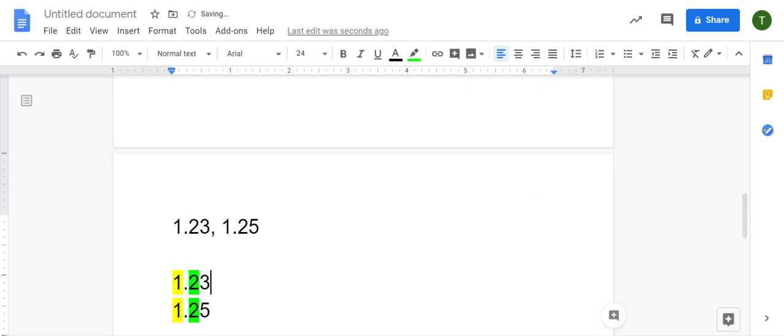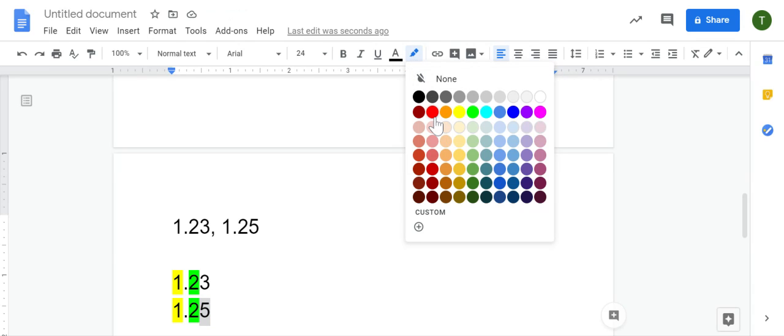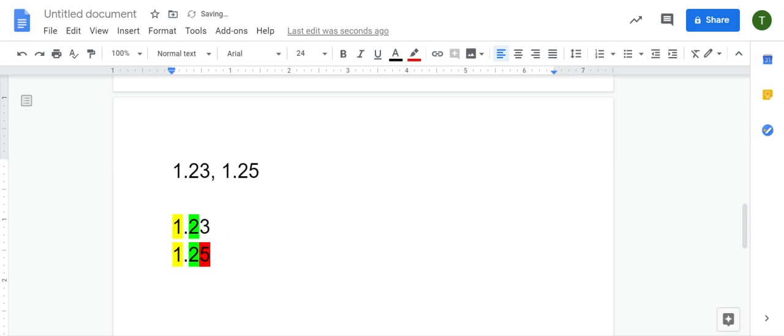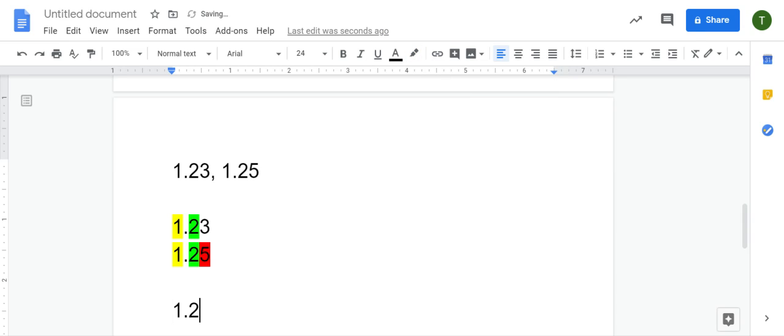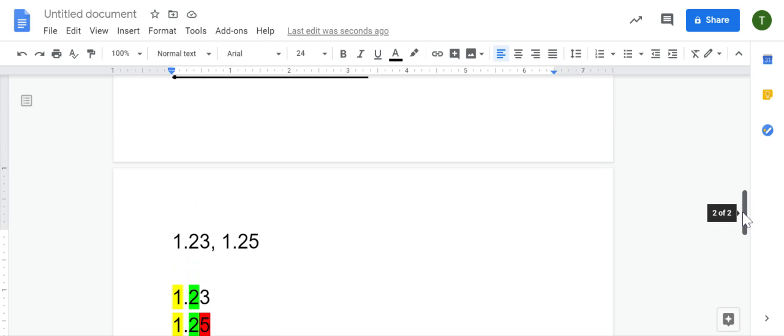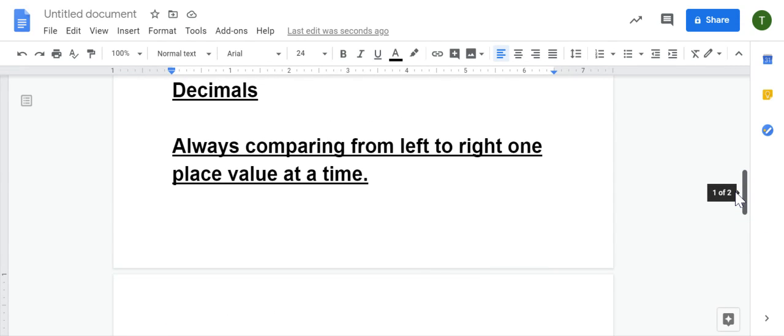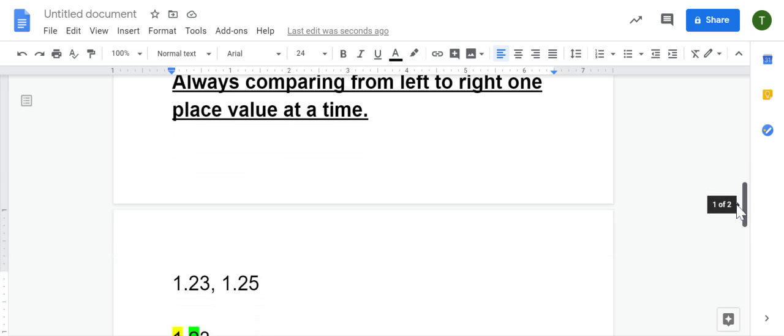Where I see the difference is this 3 and the 5, and I see that the 5 is larger than the 3. What this tells me is that 1 and 25 hundredths, I don't know why that's highlighted. Let me get rid of that. What I see is 1 and 25 hundredths is greater than 1 and 23 hundredths. So as you go through your iReady lessons today, I want you to remember you're comparing decimals one place value at a time from left to right.